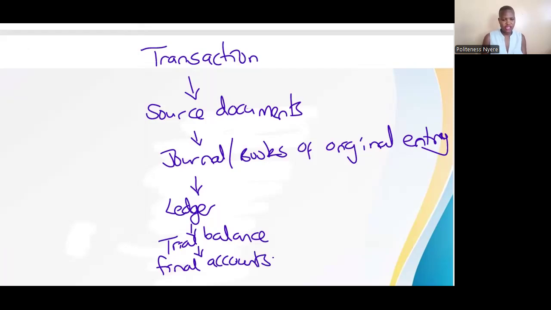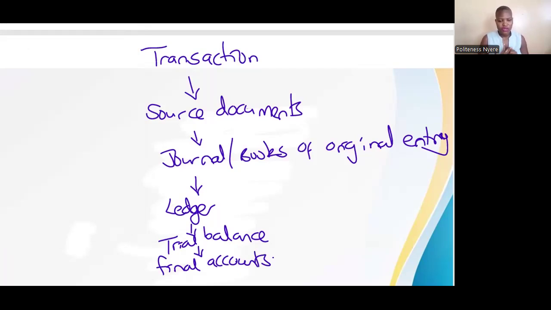We start from a transaction. In our previous video, we talked about the transaction being the exchange of goods and services for money. That's a transaction. From the transaction, that transaction has to be recorded. When we record a transaction, we are generating a source document. Then from the source document, we go on to the journals, which are the books of original entry or the subsidiary books, where we first record the information.